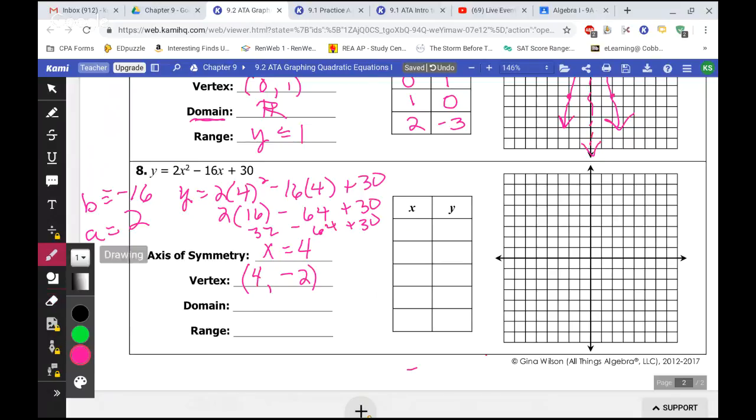So there's my vertex. I put my vertex in the middle of the table. Oh wait, okay, hold on. Can I ask one quick question? Yes. My brain just completely went blank, and I forgot how you got -2. I plugged the 4 back into the equation. Oh yeah, I thought that's what you did. I'm sorry, I just wasn't thinking.